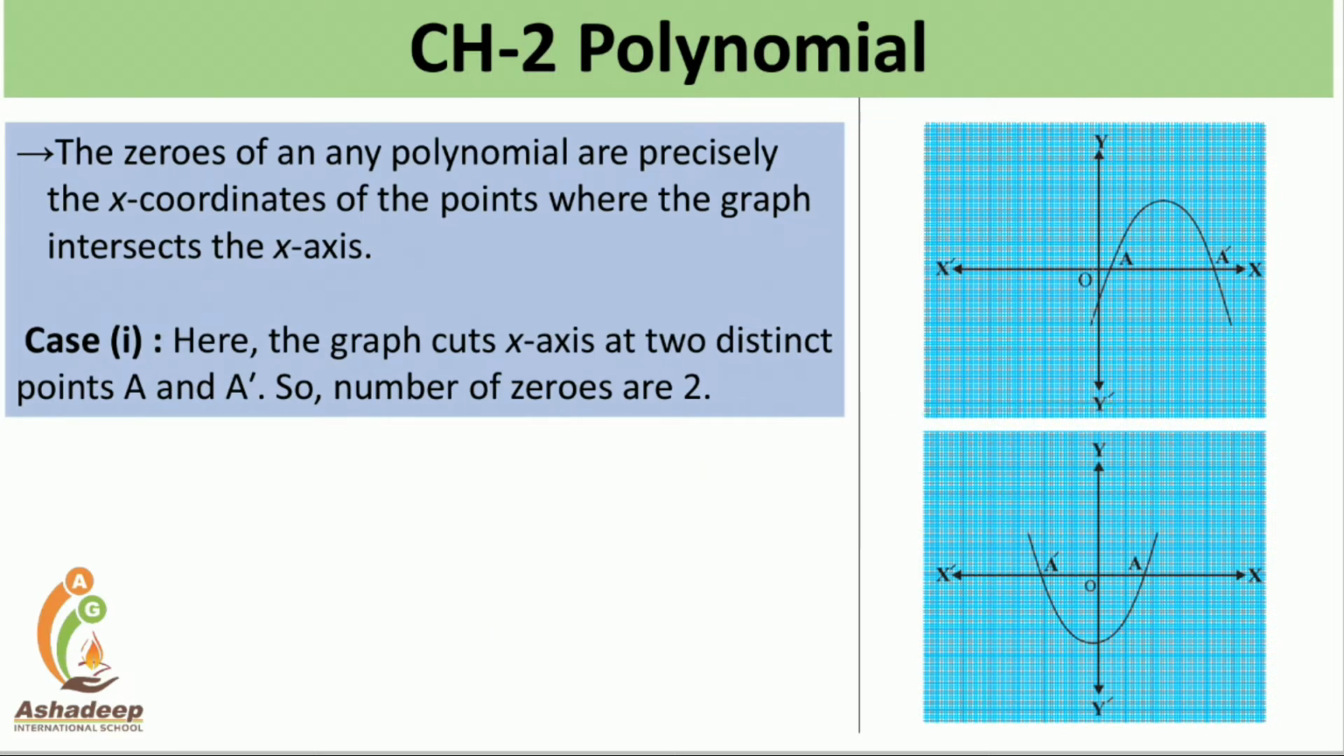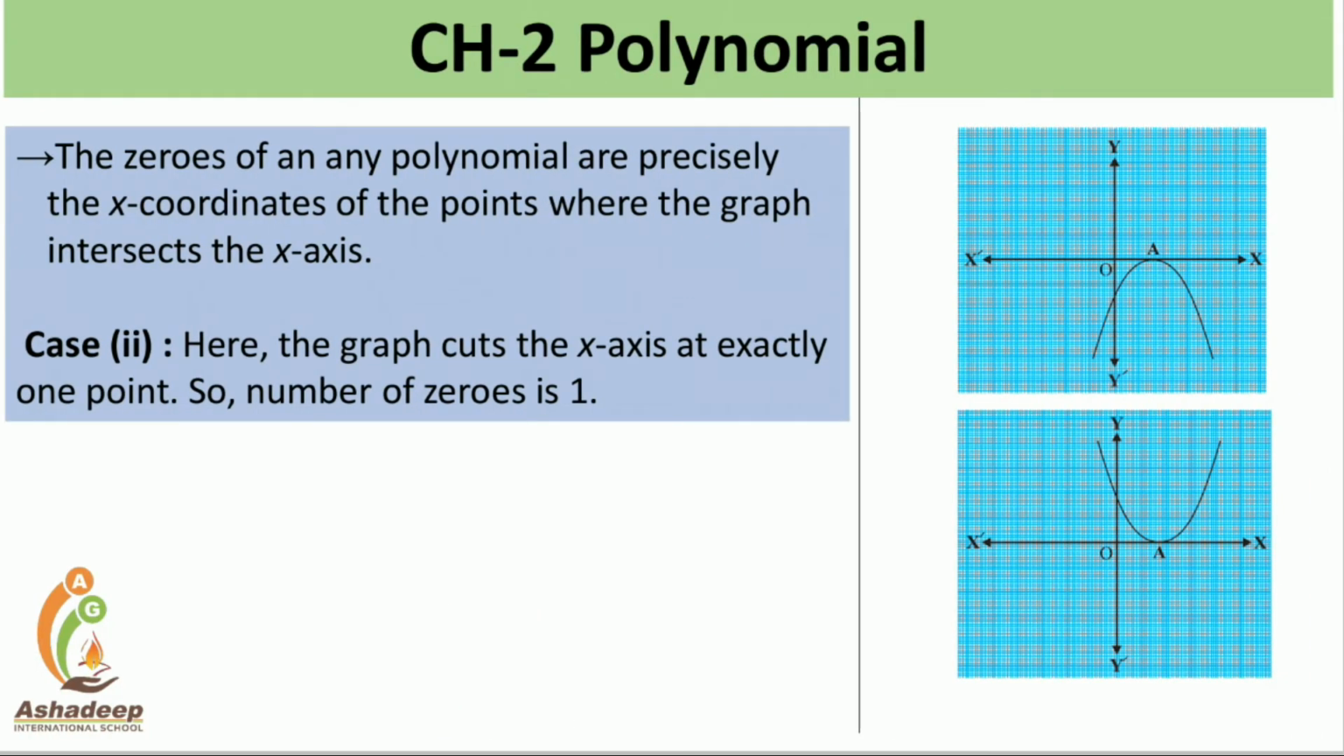This is the second case. So what is the second case? The second case is nothing but the graph touches the x-axis at only one point. So it has 1 zero, simple, right? Here the graph cuts the x-axis at exactly 1 point, so the number of zeros is 1.